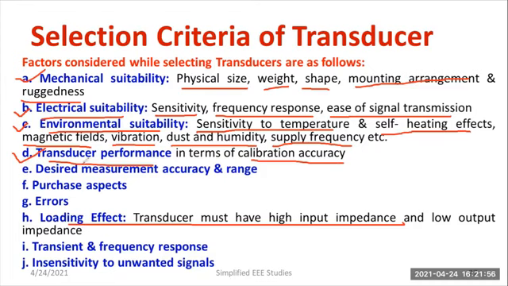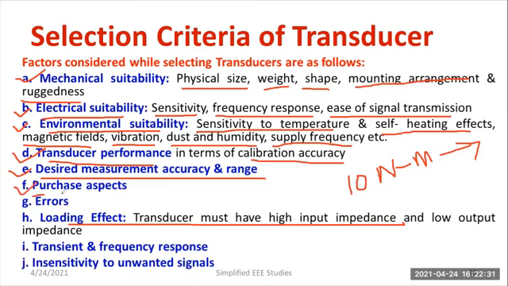Then you have to take care of the measurement accuracy and range whenever you are going to select a device for the desired application. For example, I need to measure the torque. So you have to calculate, for example, for 10 Newton meter torque, what might be the output voltage? That you have to decide. Based on that, you have to check the accuracy and select the particular device.